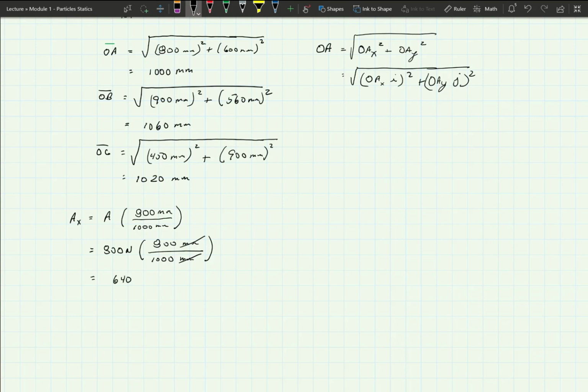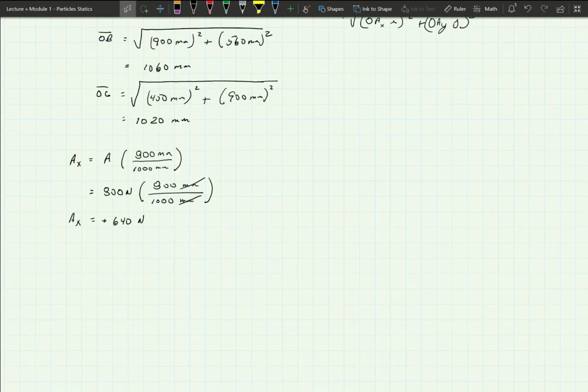Okay, and it's positive because everything is there, and that's our A of x. Okay, now find A of y. You should underline that. A of y is equal to A, and we're going to take the 600, which is the distance in the y direction of vector A, divided by 1,000.